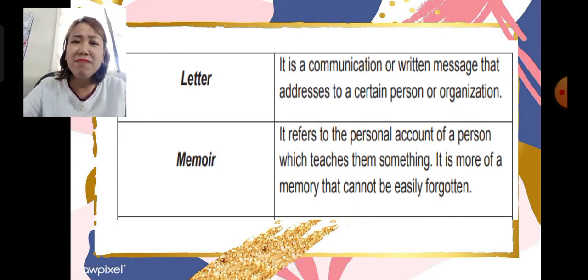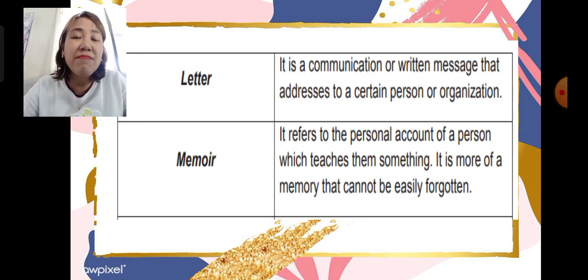So, for example, he rejected you, or he said yes to you on that day, or you passed the exam. These are usually situations that we will not easily forget, because they remind us of a feeling of success or happiness, right? Tears of joy. So, that is the memoir. I hope you differentiate the meaning or the definition of each of the forms and types of creative nonfiction.